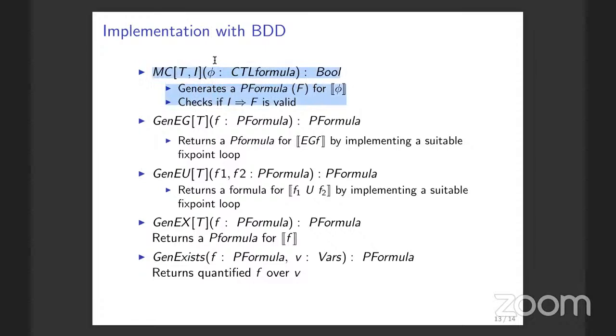At the topmost level, your model checker will take a CTL formula, which contains a hierarchy of CTL operators, and then given a CTL formula, it generates a propositional formula.